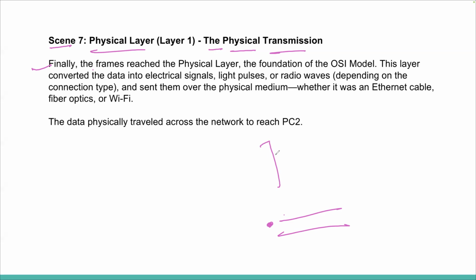Now my data is completely packed. Now I have to convert it into electrical signals. If I'm using an Ethernet cable, electrical signals; fiber cable means light signals; Wi-Fi means radio waves. You convert them depending on the connection type, and it will be sent over the physical medium, whether it is an Ethernet cable, fiber optic cable or Wi-Fi. Now the data physically travels across the network to reach PC2.